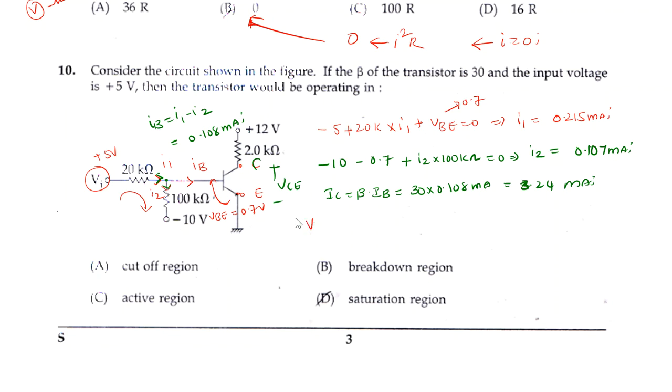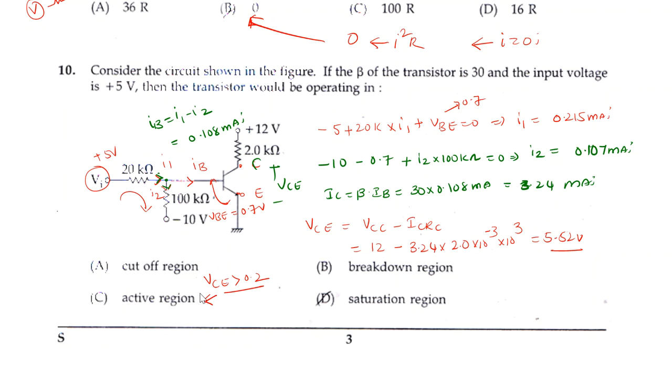From this, apply KVL here. VCE is equal to VCC minus IC into RC. So what's the VCE value? 12 minus IC value, which we got as 3.24, into RC value, which is 2.0 into 10 power minus 3 into 10 power 3. So simply we get 5.52 volts.